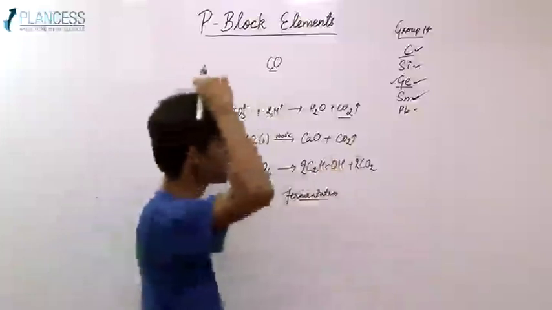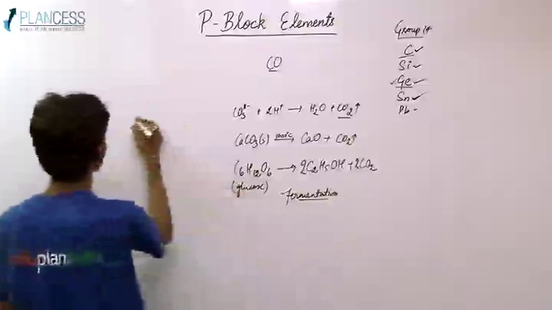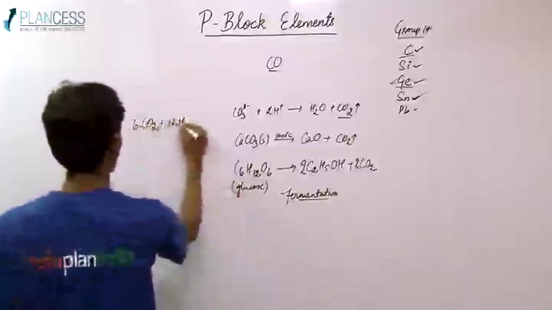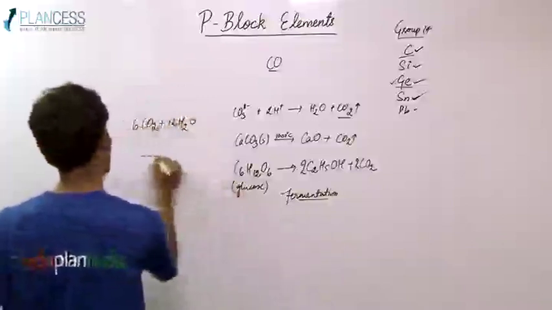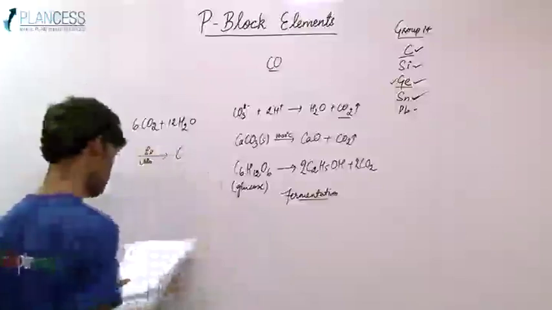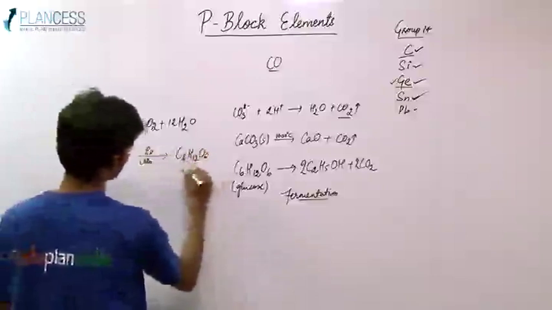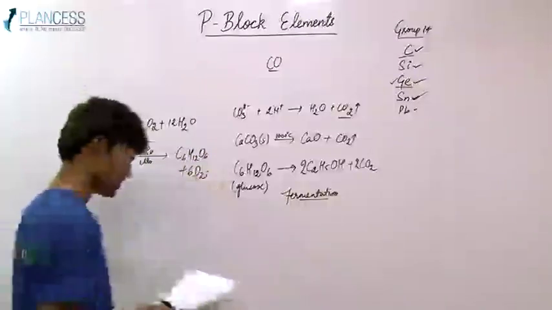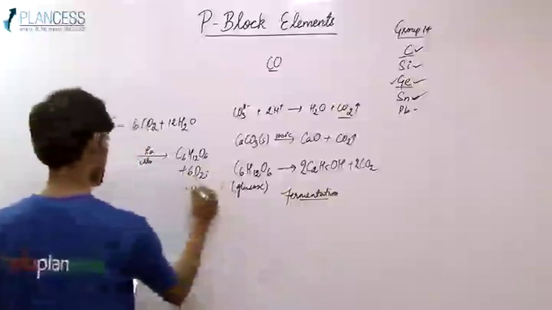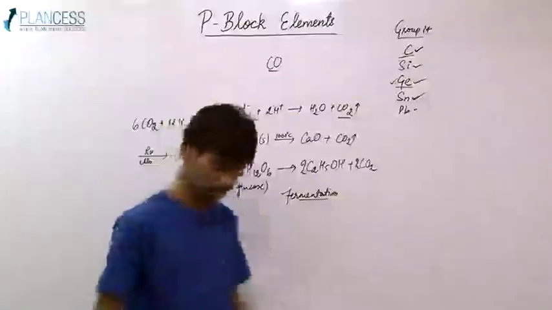Again, you will be familiar with the photosynthesis reaction, that in photosynthesis, 6 molecules of CO2 and 12 molecules of H2O react in the presence of light and chlorophyll to produce glucose, C6H12O6, plus 6O2 plus 6H2O. So this is the photosynthesis reaction. By this process, the plants make their food.